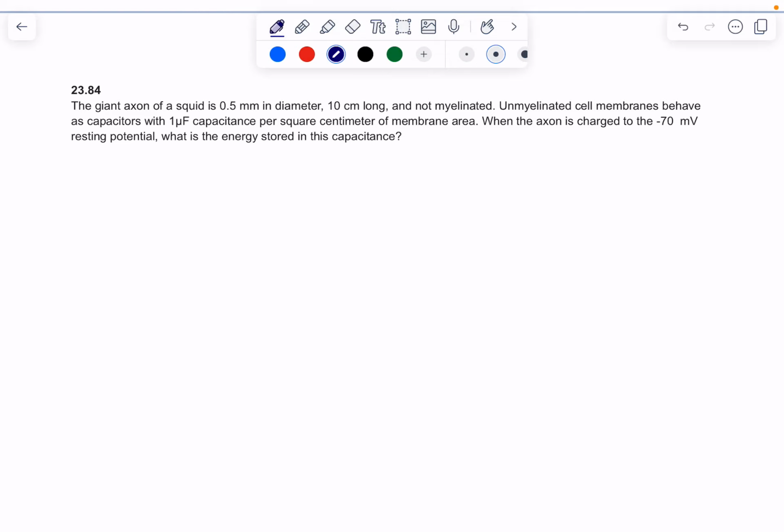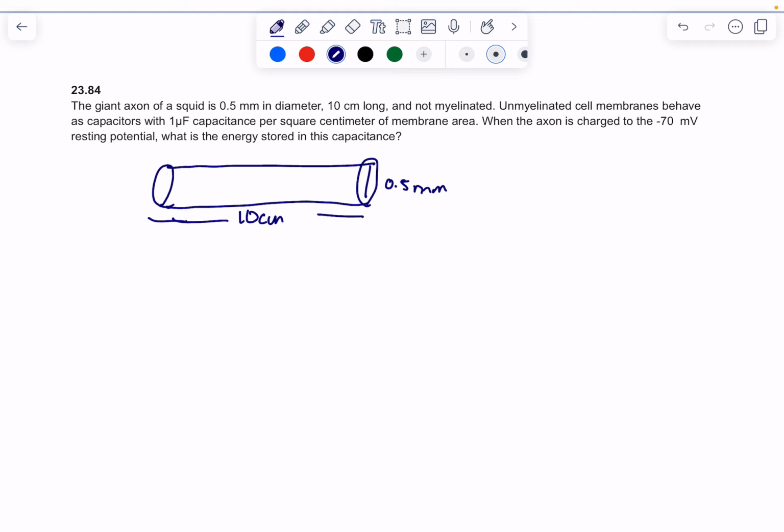Like, I didn't read it very carefully, and that's my own fault here. So we've got this cell membrane. Now, it's important to understand that this is a myelinated squid axon. An axon is a nerve cell, and we know that the diameter of this is 0.5 millimeters, and it's 10 centimeters long. All right, and it's a cylinder.